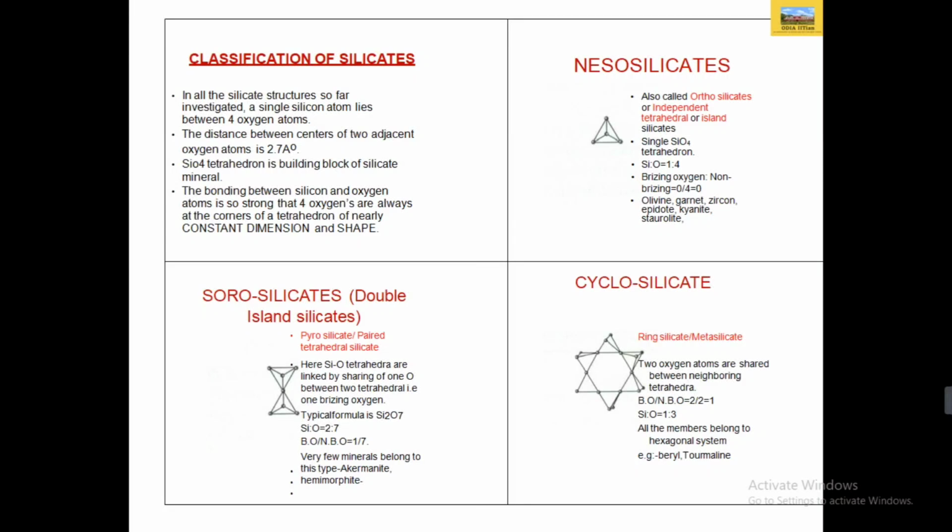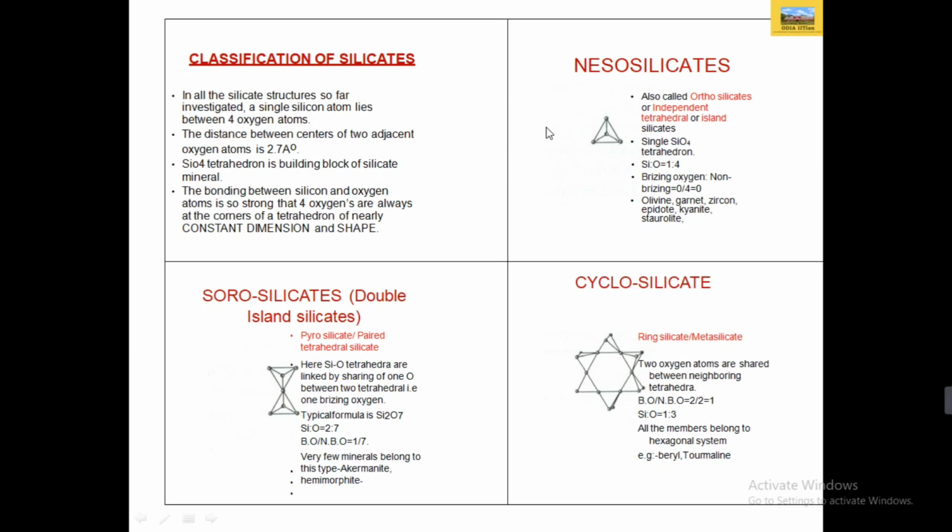So, classification of silicate. In all the silicate structures so far investigated, a single silicon atom lies between 4 oxygen atoms. The distance between the centers of two adjacent oxygen atoms is 2.7 angstrom. The SiO4 tetrahedron is the building block of silicate minerals. The bonding between silicon and oxygen atoms is so strong that the 4 oxygens are always at the corners of a tetrahedron of nearly constant dimension and shape.